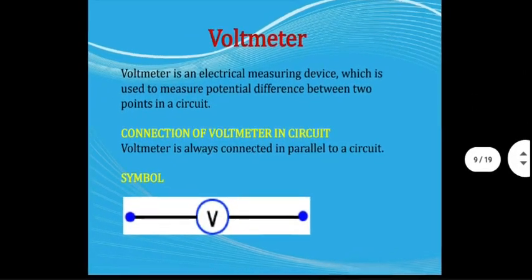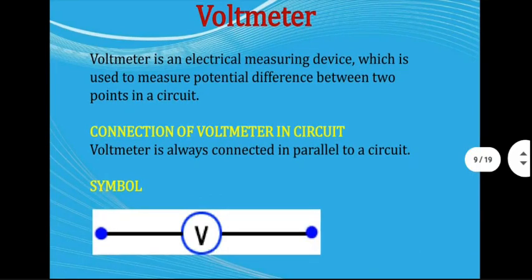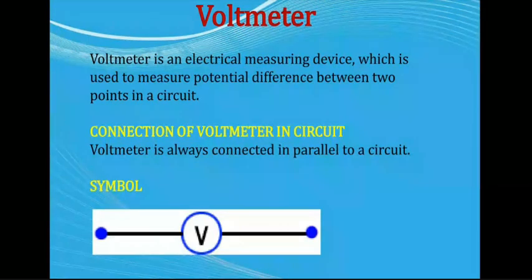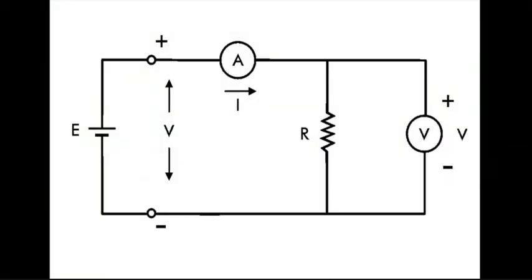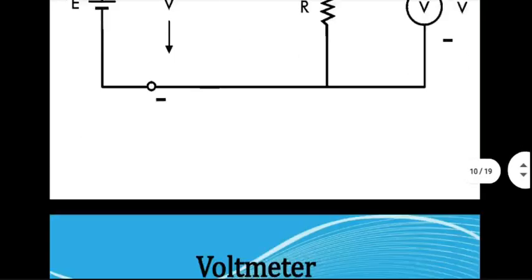Voltmeter again uses a galvanometer. This is the symbol. A voltmeter is supposed to be connected in parallel to the two nodes across which you want to measure the voltage. Okay. You use the galvanometer again to build a voltmeter, but now I'll show you in a minute. This is the way the voltmeter is supposed to be connected across the load R.